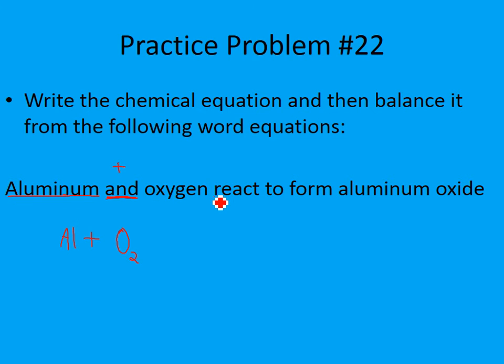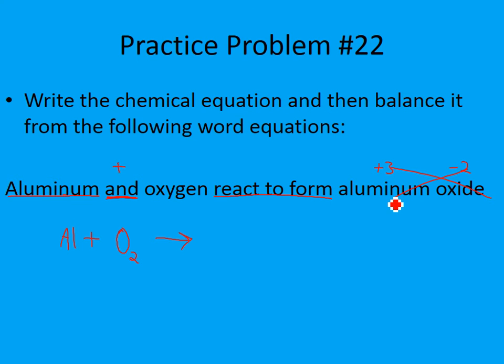Okay, now what do you write when it says react to form? Arrow. A reaction happened there, right? So that's where the arrow goes. Okay. And aluminum oxide. Aluminum oxide is a compound. We just got done naming them and putting the formula to them. What do I write above aluminum, guys? The charge. What is the charge of aluminum? Plus 3. Oxide is for oxygen. What's the charge of oxygen? Minus 2.